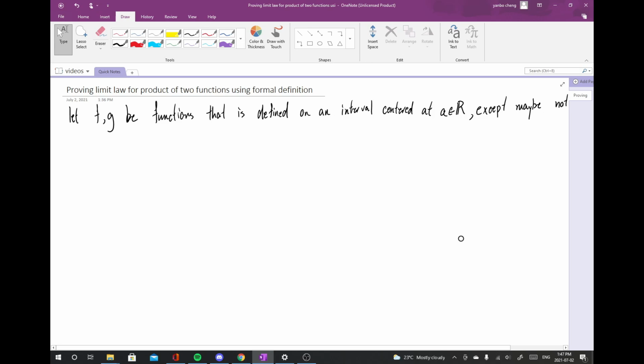Now, since we assume that f and g are defined, we can write what it means to take the limit of f and g as x approaches some value a. So we have the limit as x approaches a of f of x. Let's say that approaches L. And we have another limit as x approaches a of g of x. And let's say that approaches some value m. And L and m are both real numbers.